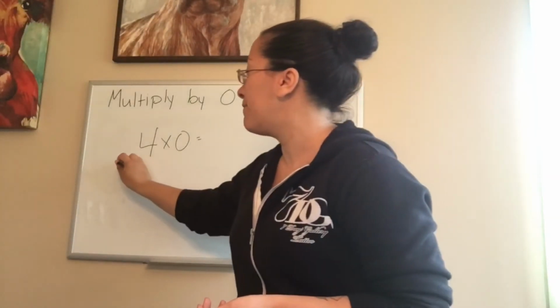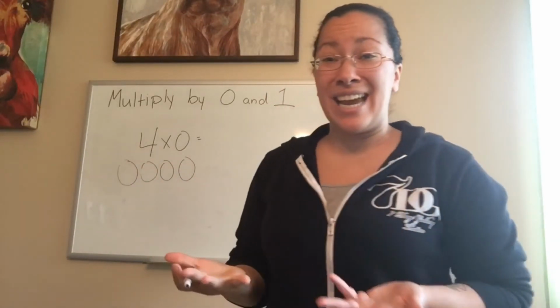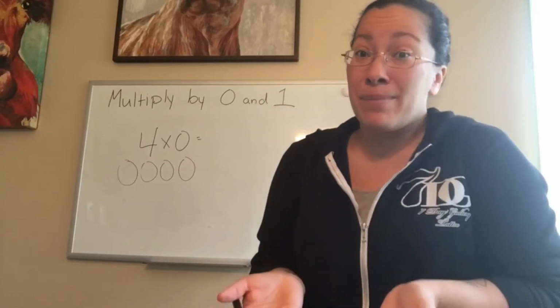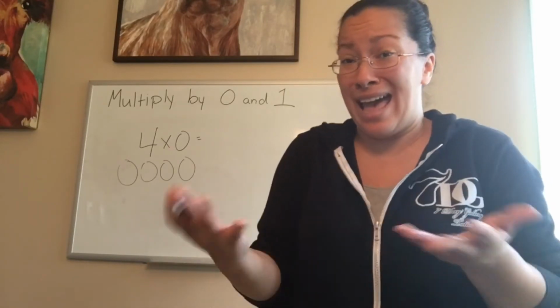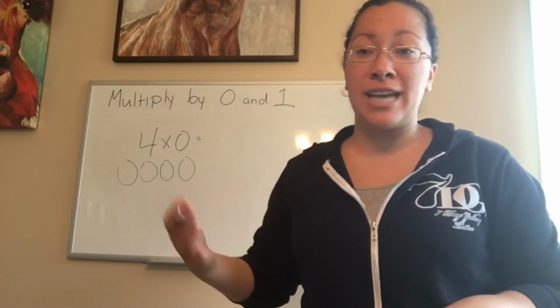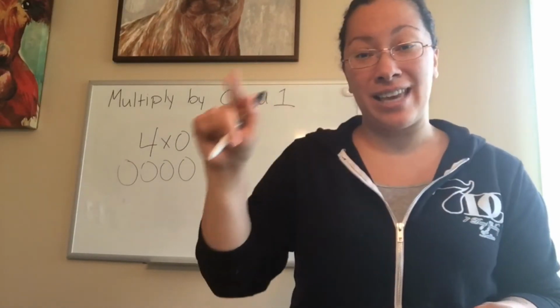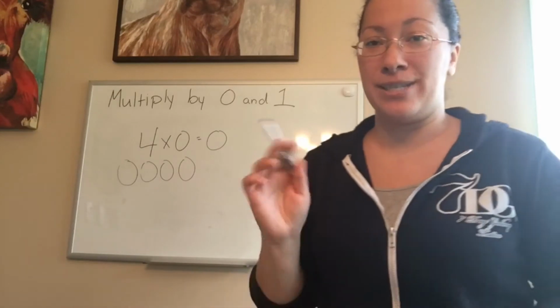So I can draw my 4 groups. But since I have 4 groups of 0, I have nothing to put into my groups. So that means I have nothing to count. So if I have 4 empty groups, do I have any items? And the answer is no, I don't. So 4 times 0 is 0 because I don't have anything to put inside my groups. They're empty.